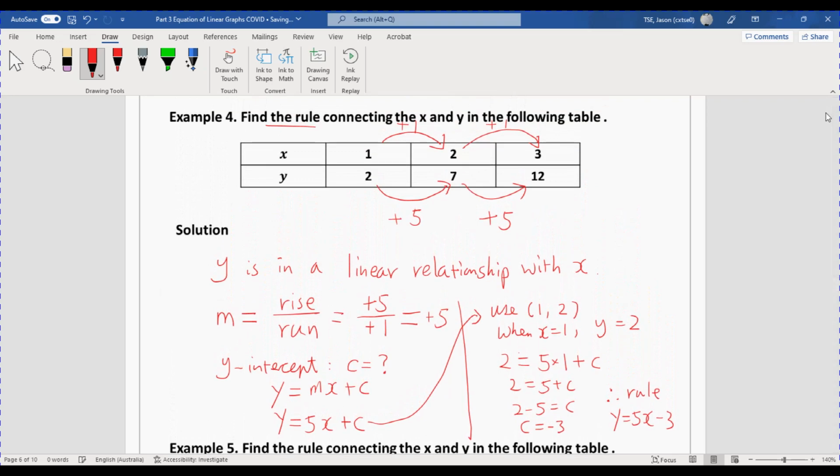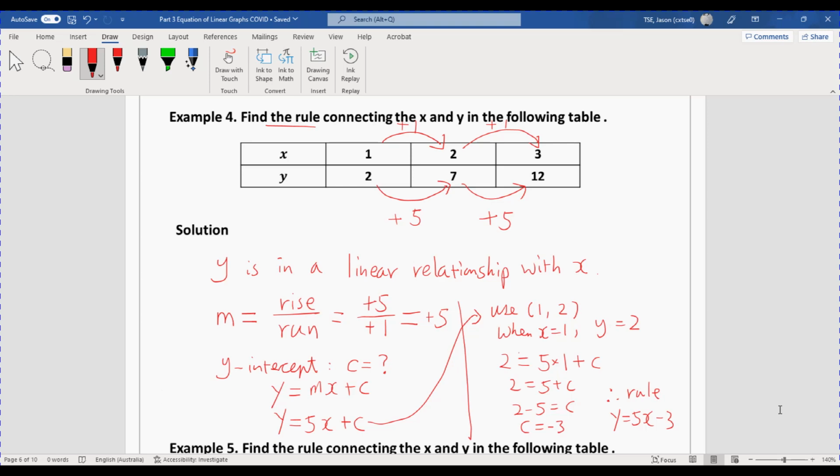Right. Please pause the video for 3 minutes this time, and please copy the questions. Just remember, if we don't know c, it's okay, just a bit more difficult than the questions with the y-intercept given.